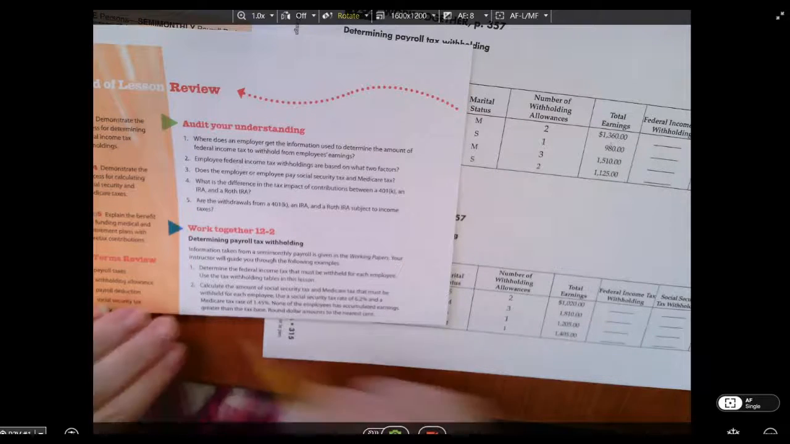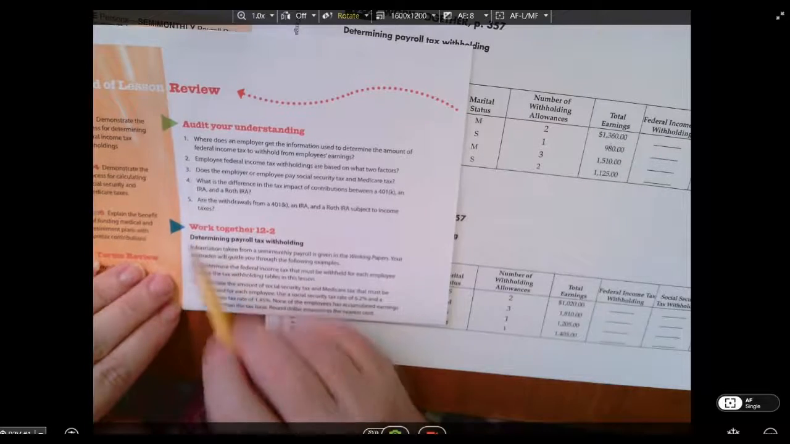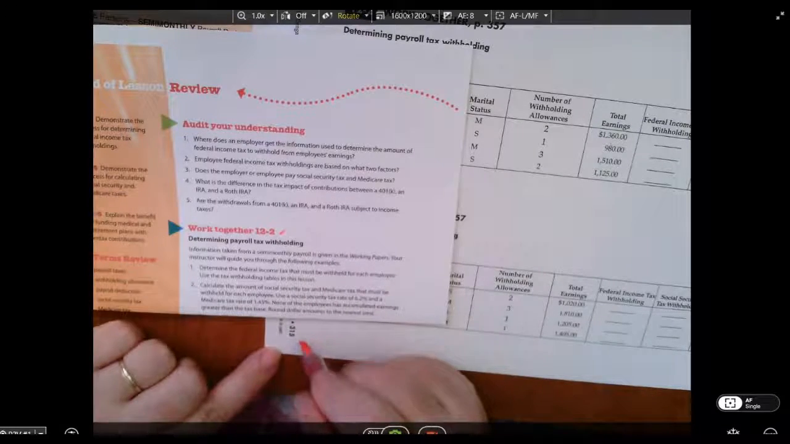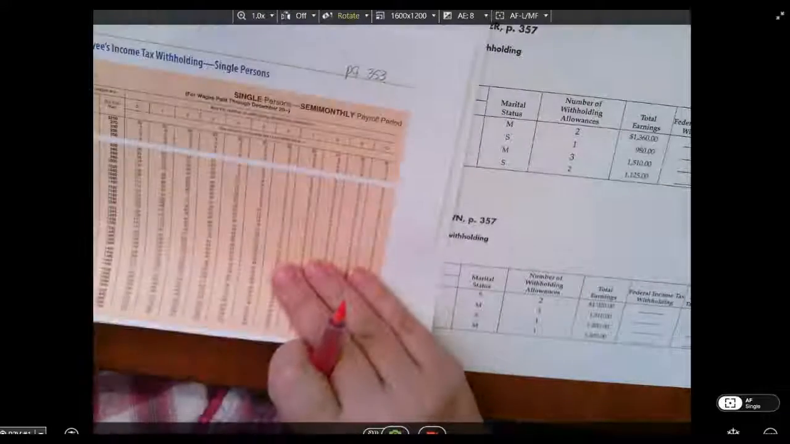So what we're going to do right now is learn how to determine payroll tax withholding that the employers need to withhold. We are going to do the work together, 12.2. You are going to need page 315 out of your workbook, and it's going to look like this. In addition to that, you are going to need pages 353 and 354 out of the textbook, and I am providing them for you.